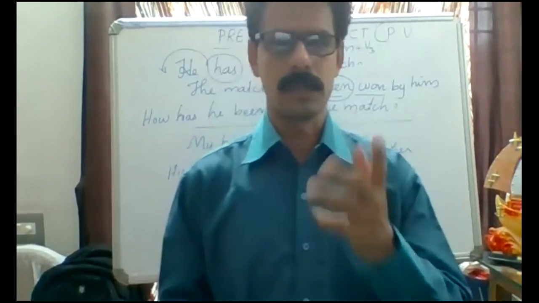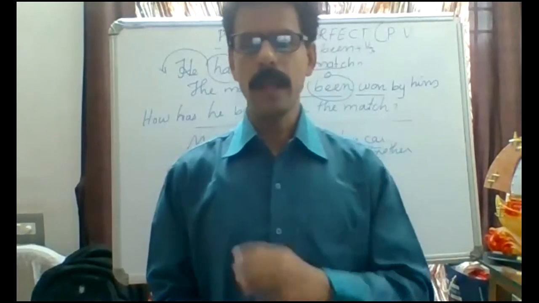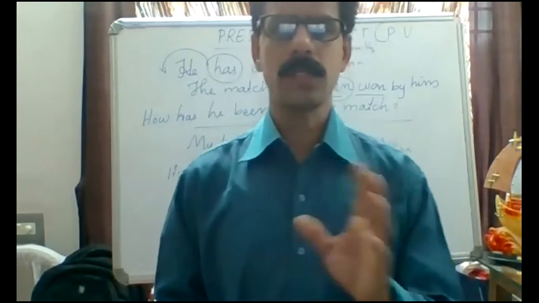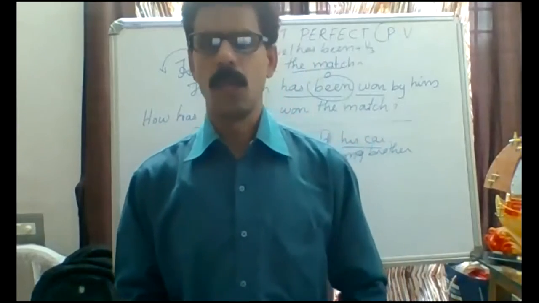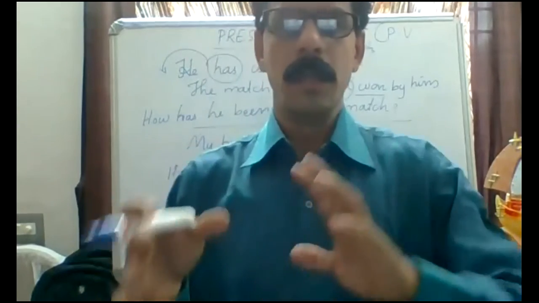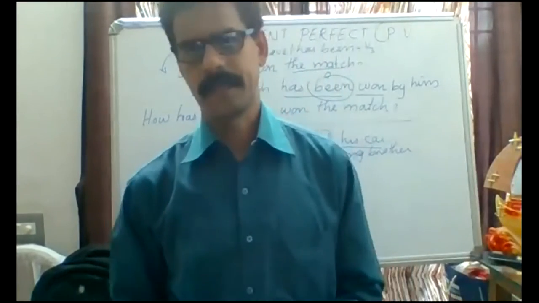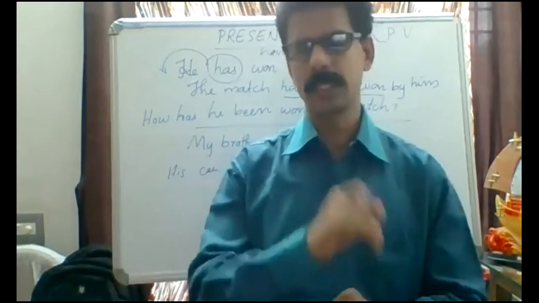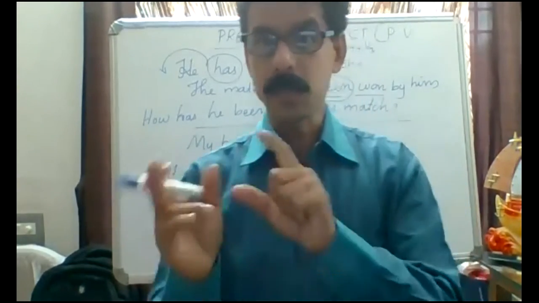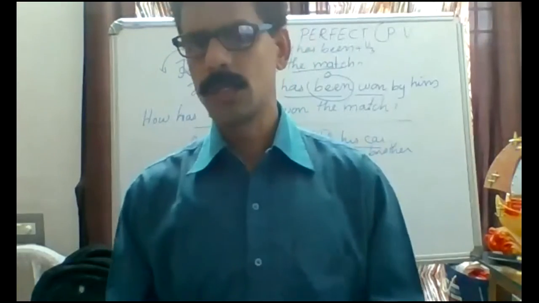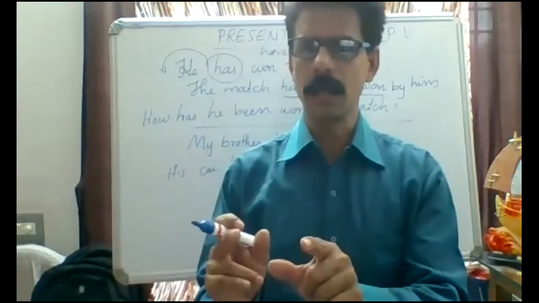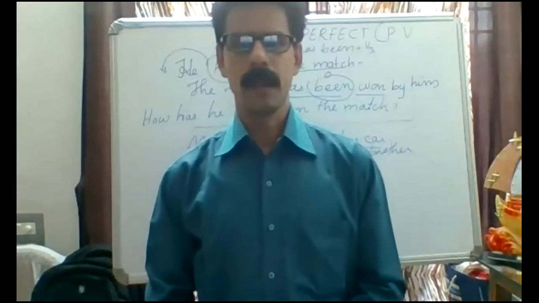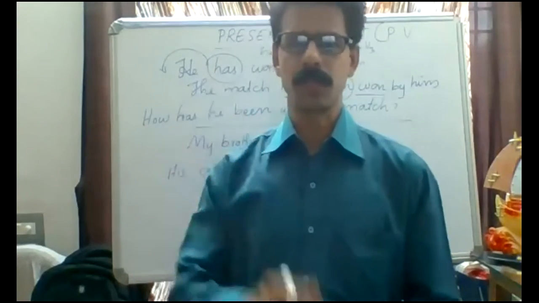This is the use. Why has my brother solved his car? Why has the car been solved by my brother? Why has my brother solved his car is the sentence. So, why has the car been solved by my brother? Okay, right? This is the WH question.